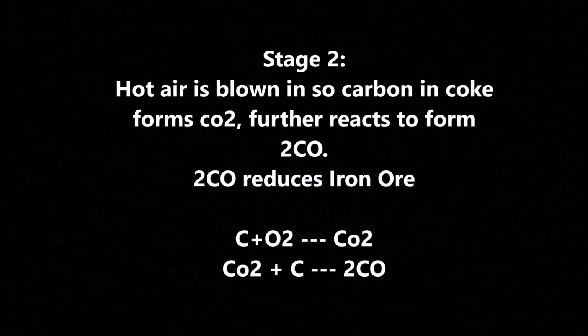Stage 2 will involve hot air being blown in, so the carbon in the coke can form carbon dioxide, which will then further react to form carbon monoxide. 2CO is carbon monoxide, and it reduces iron ore. So C plus O2 gives you CO2, and the CO2 plus your carbon will then give you carbon monoxide, 2CO.